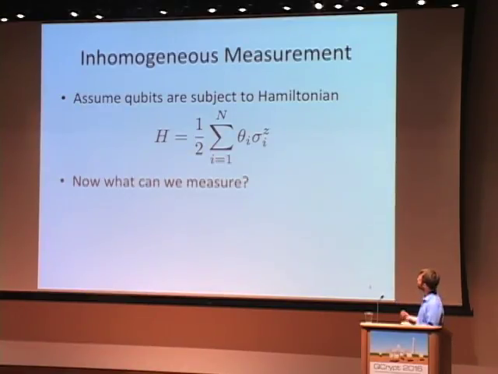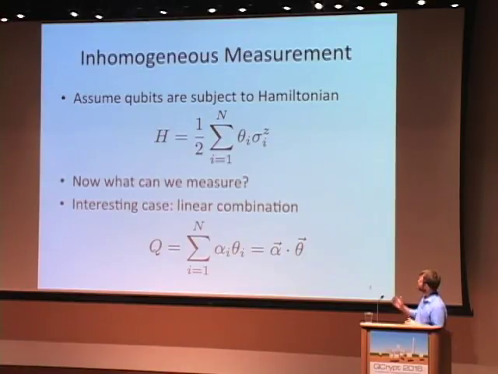And the question becomes, what are we going to measure? What kind of measurements can we do on this Hamiltonian? And what kind of measurements would we like to do? So I'm going to make the argument that a simple case to look at for starters, and also a case that I can argue does have a lot of practical benefit, are these linear combinations.